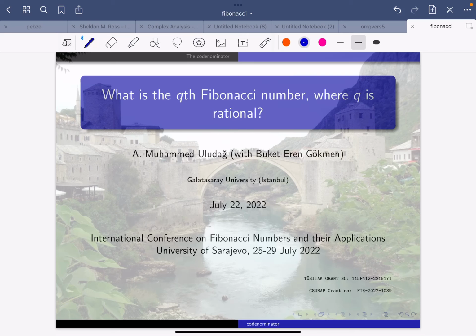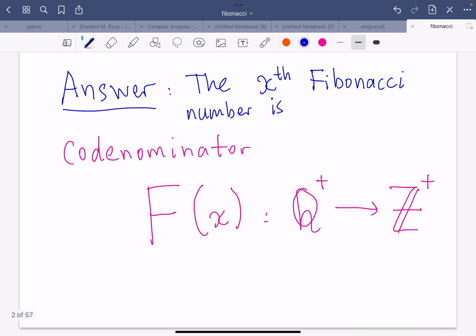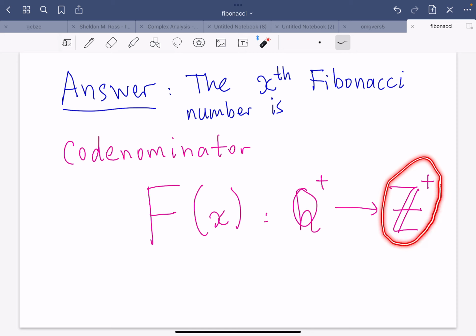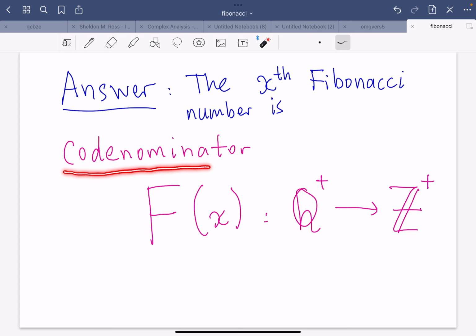What is the qth Fibonacci number where q is rational? This is a joint work with Buket Eren Gökmen from Graz University of Technology. So the answer to the question is the codenominator function. If x is a positive rational, then the Fibonacci number of index x is going to be defined to be a positive integer. And this function f is going to be called the codenominator function.